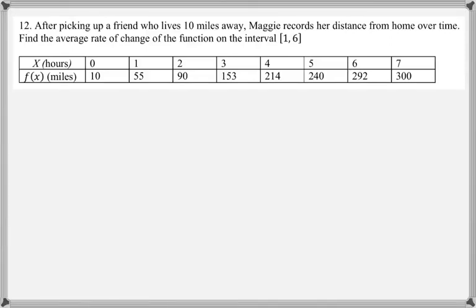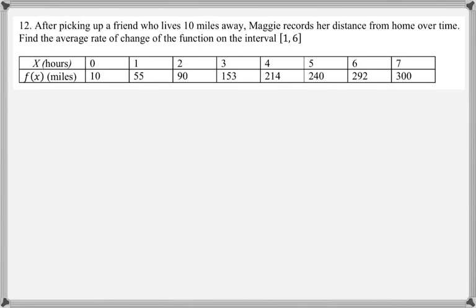For 12, it says, after picking up a friend who lives 10 miles away, Maggie records her distance from home over time. Find the average rate of change of the function on the interval 1 to 6. So we found average rate of change with graphs. We found average rate of change with equations.